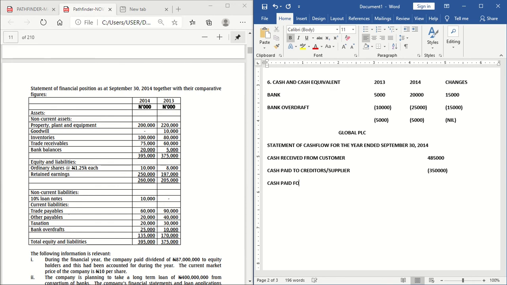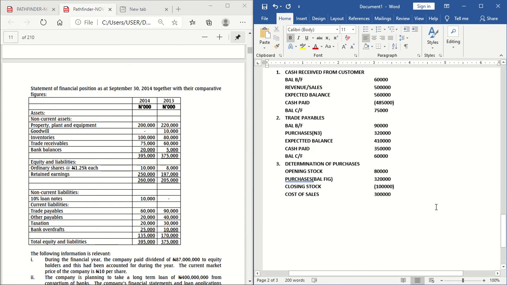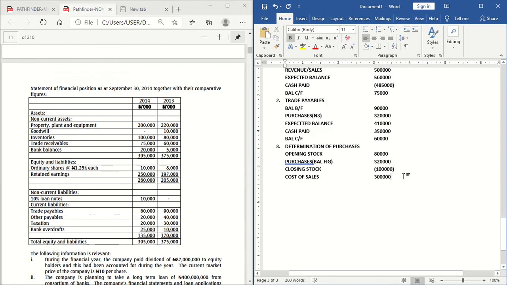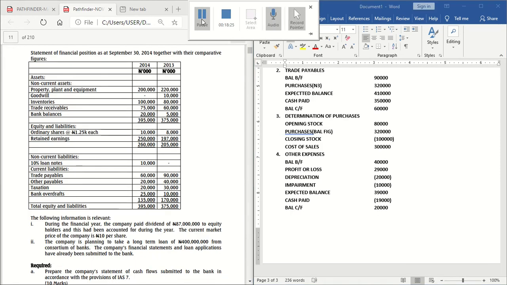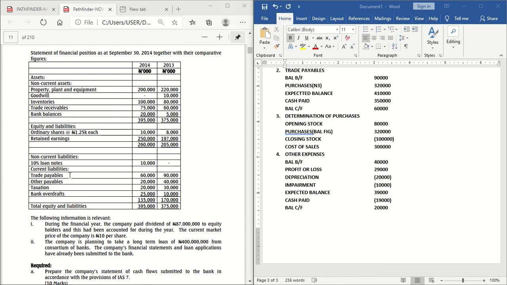Cash paid for other expenses. So I can come here now. Working note 4. The next thing is to go to other expenses. Now cash paid for other expenses is very easy. I will come here. My other payables is 40,000. So we have balance brought forward to be 40,000.